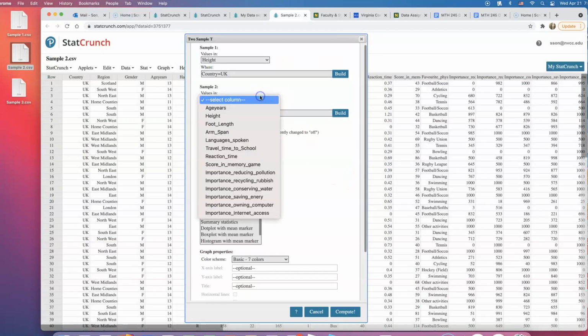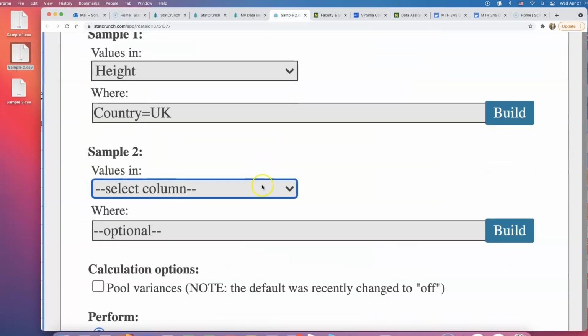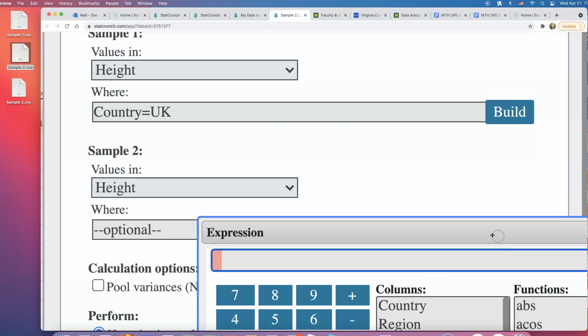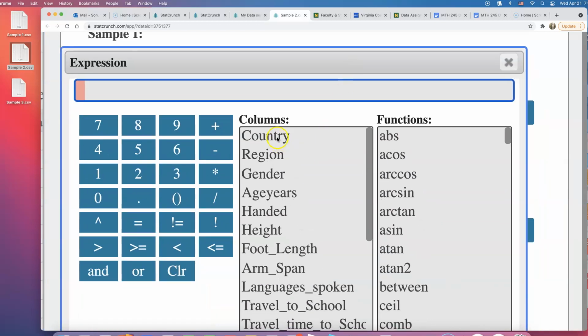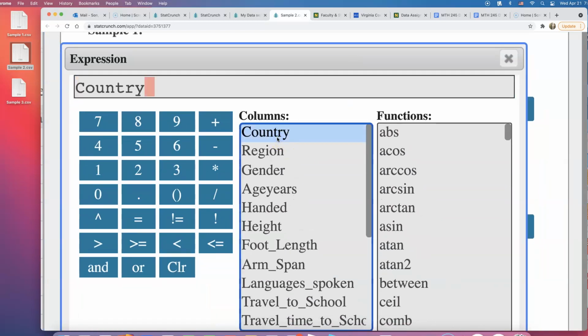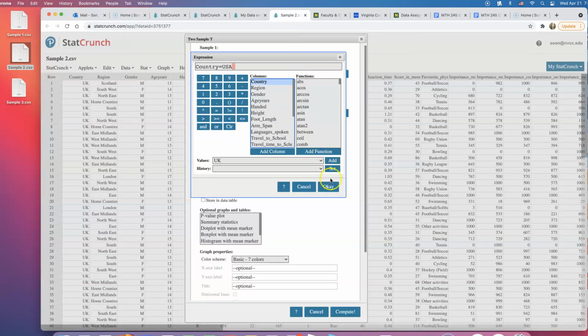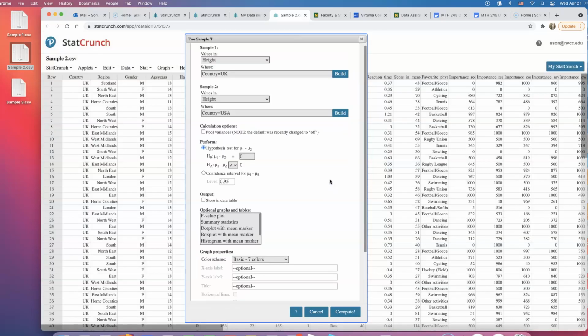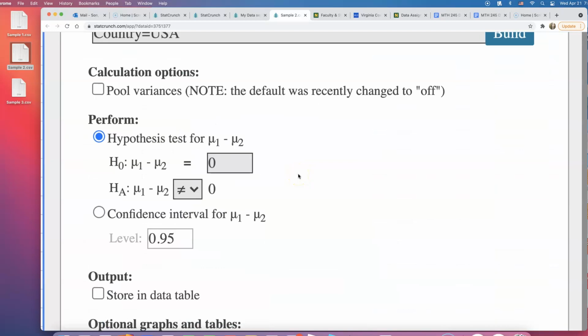And for sample 2, do height again, but this time not the UK. Do build function, type in or click on country, do equal sign, and do USA, and that's it. I'll zoom out, click on OK, and let's do the null and alternative hypothesis.